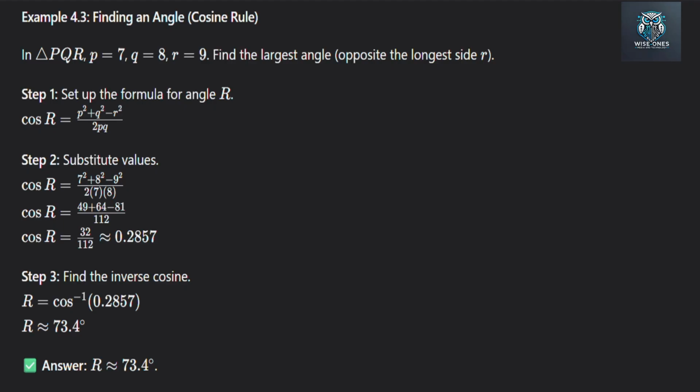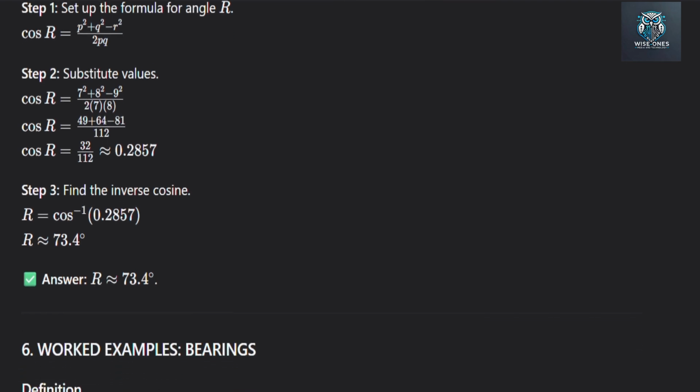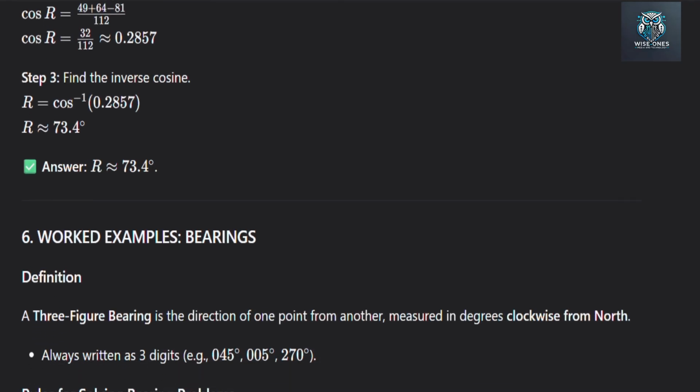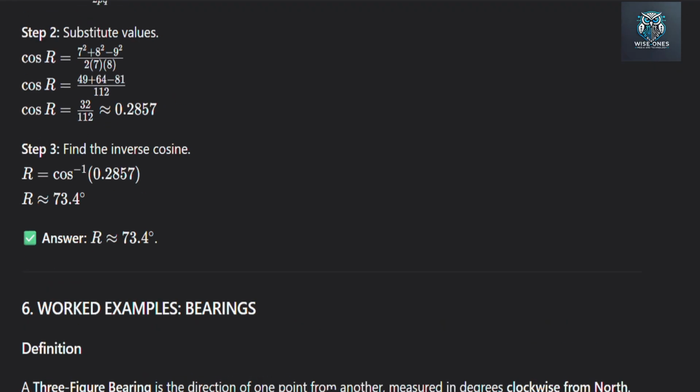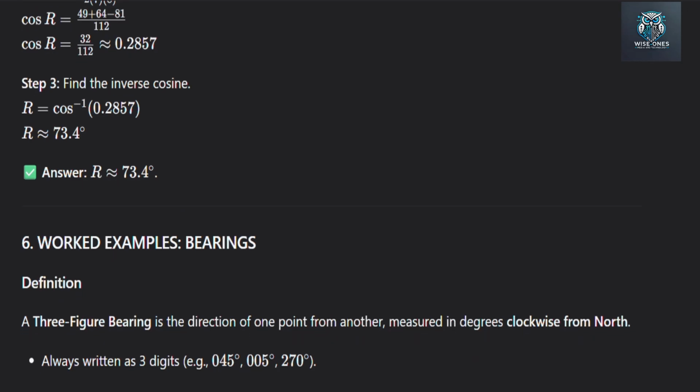Step 2, substitute values. p squared is 49. q squared is 64. r squared is 81. 2pq is 2 times 7 times 8, which is 112. So cos R equals open bracket 49 plus 64 minus 81 close bracket divided by 112. 49 plus 64 is 113. 113 minus 81 is 32. So cos R equals 32 over 112.